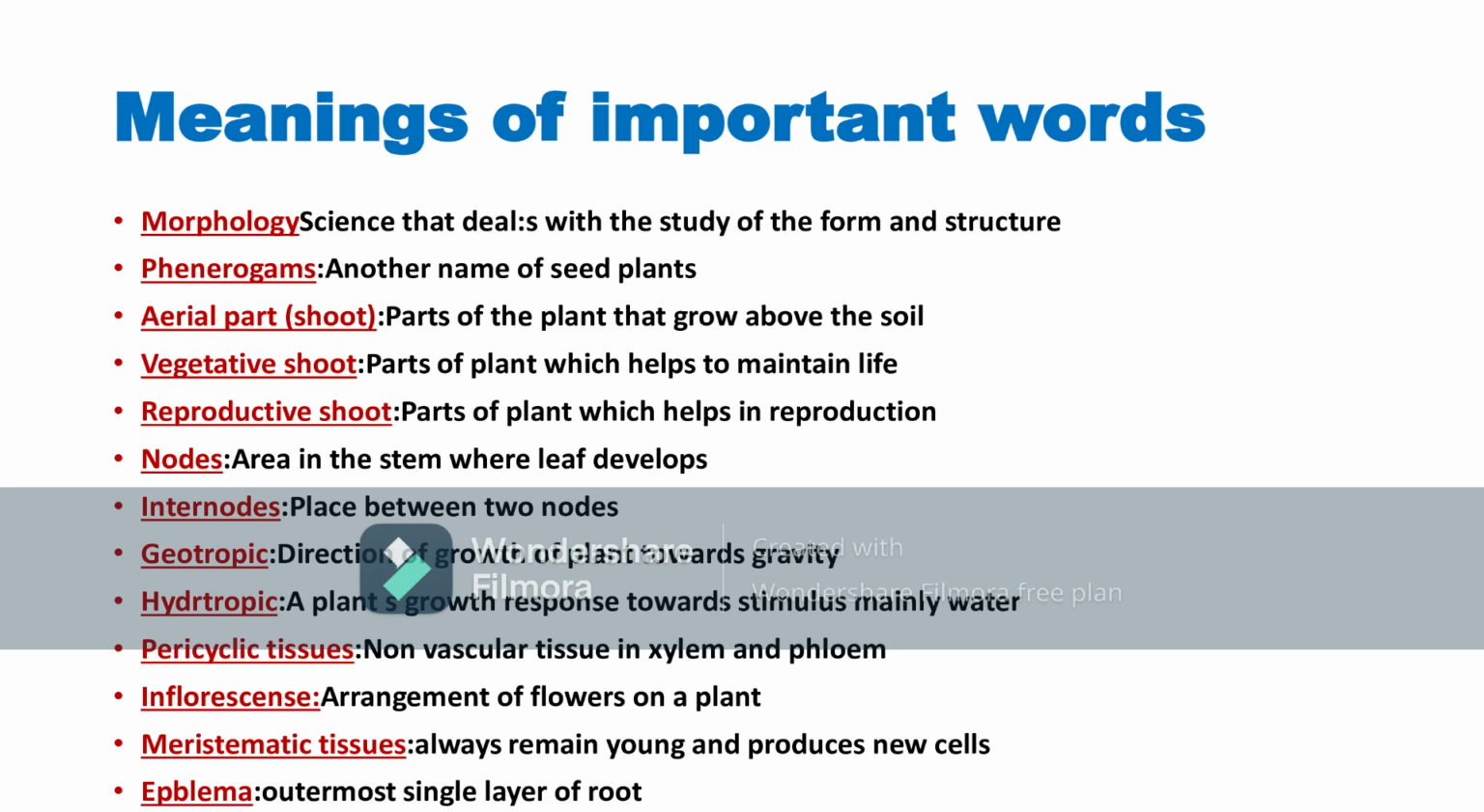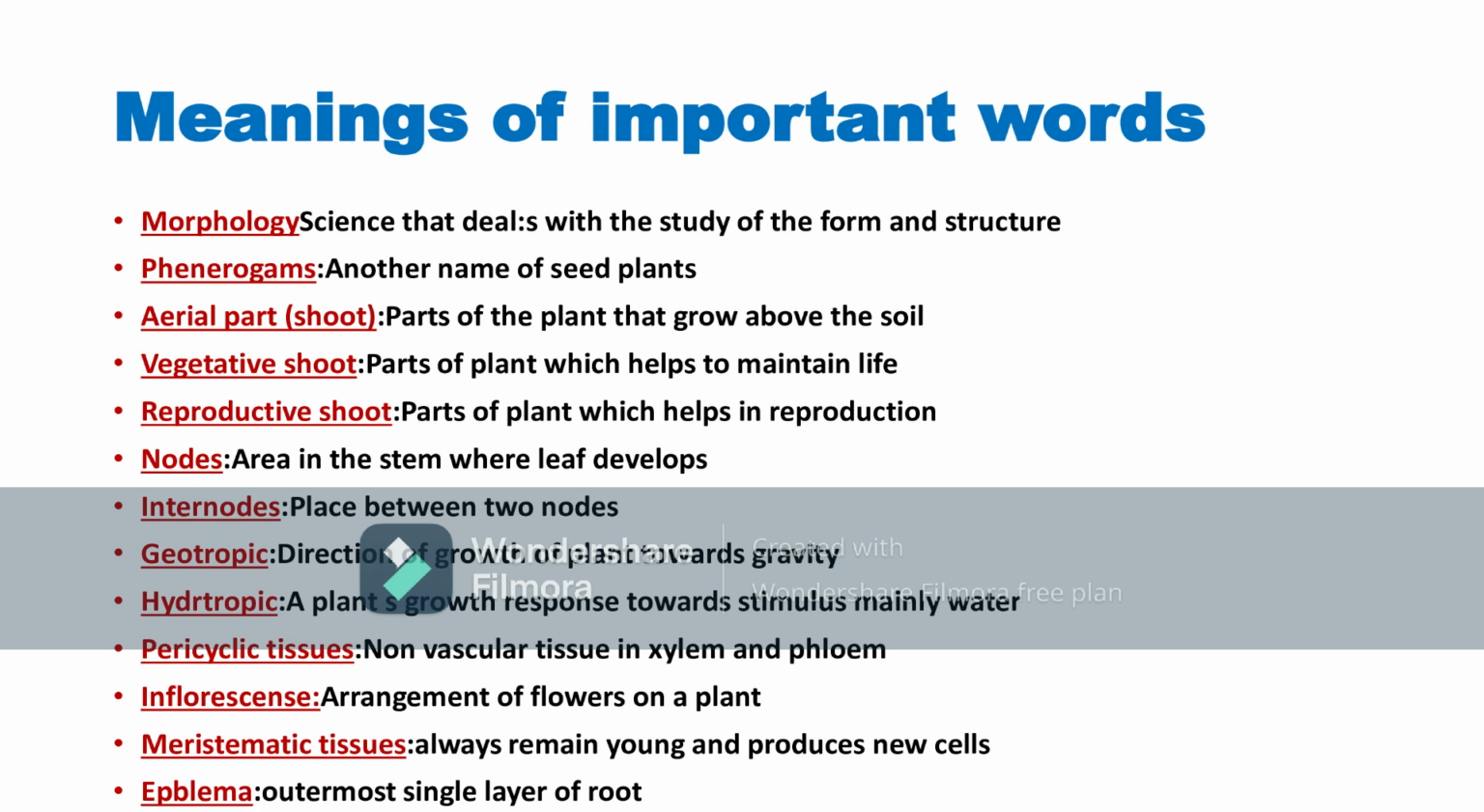Phanerogams: another name for seed plants. Aerial part or shoot: the part of the plant which grows above the ground. Vegetative shoot: parts of the plant which help to maintain life, for example, stems and leaves. Reproductive shoots: parts of plants which help in reproduction.